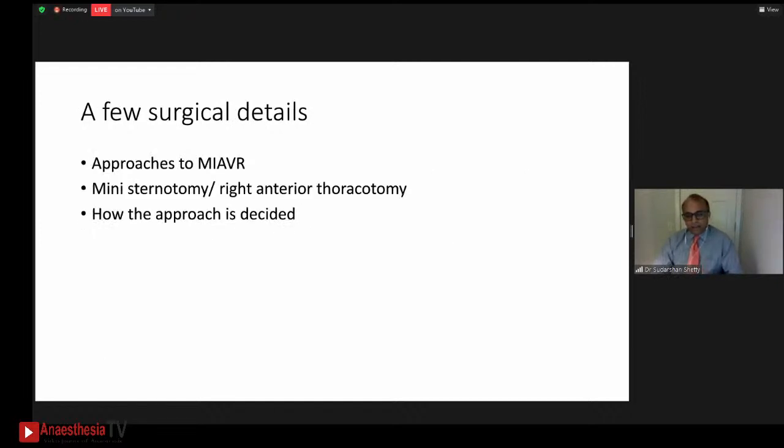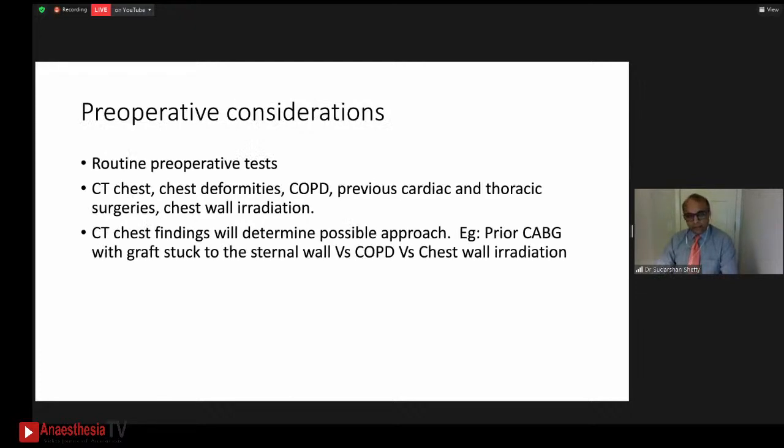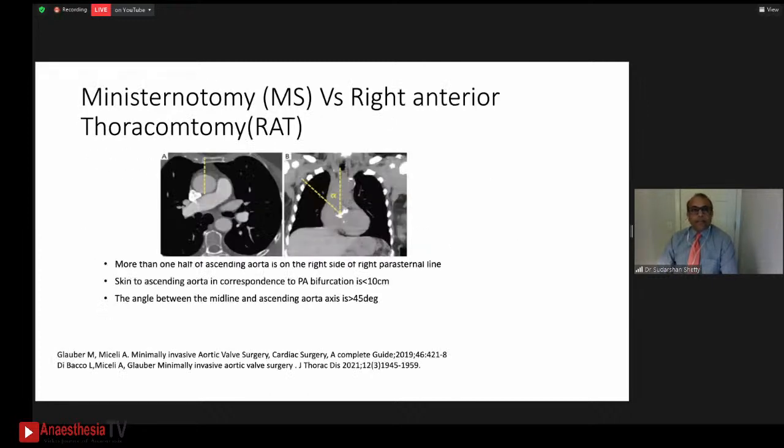And we saw a couple of approaches that the surgeons can take between the right anterior thoracotomy and mini sternotomy. And how does a surgeon decide which approach to take? This is where the pre-operative testing comes into play, and this is where we can engage the surgeons and talk to them about which approach to adopt. So apart from the routine pre-operative tests that we do for any other cardiac surgery, when you talk about minimally invasive aortic valve replacement, the CT scan plays an important role.